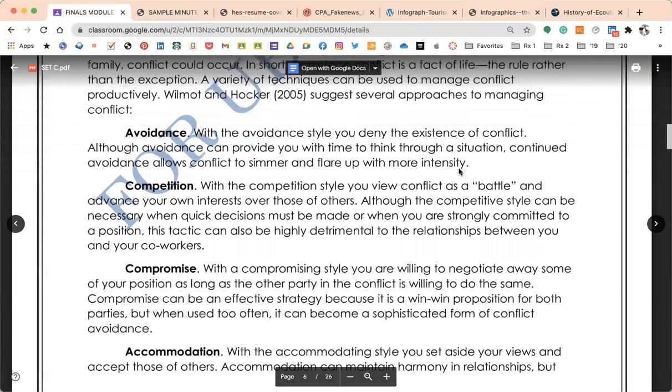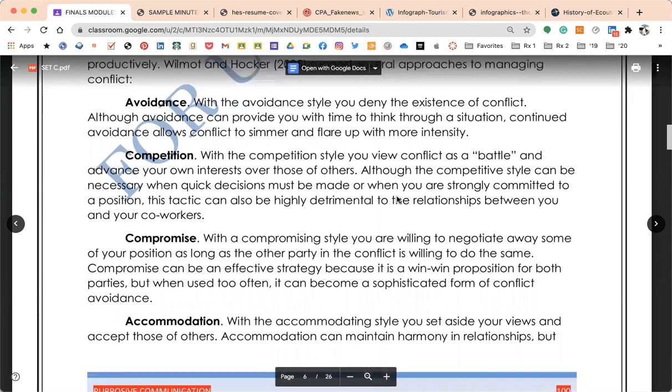Number one is avoidance. Avoidance style, you deny the existence of conflict. Although avoidance can provide you with time to think through a situation, continued avoidance allows conflict to simmer and flare up with more intensity. So, when you keep avoiding something, mas lalong lumalala yan. So, it's better to address it. Competition. With the competition style, you view conflict as a battle and advance your own interest over others. Okay? Compromise. With a compromising style, you are willing to negotiate away some of your position as long as the other party in the conflict is willing to do the same.